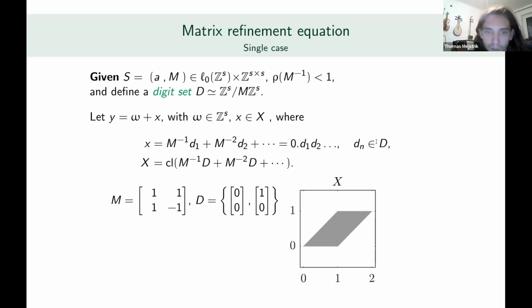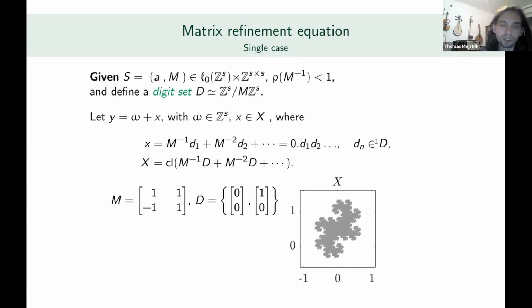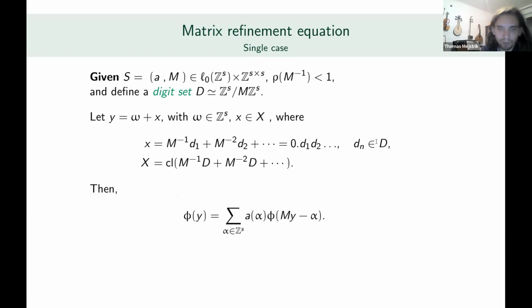Another example in 2D is this with the dilation matrix (1, 1; 1, -1) and these digits, where we get a parallelogram. If we change the minus slightly, we get the twin dragon we saw at the beginning. So one can make very beautiful pictures with this. And what have we gained now by writing a number this way?